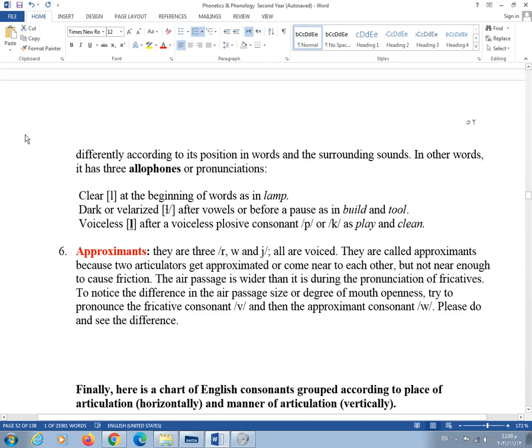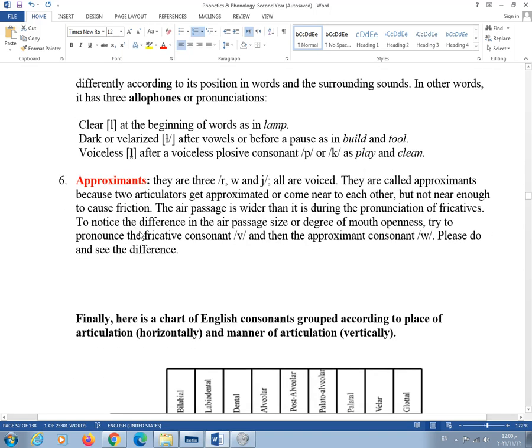Okay, the last group of consonants is the approximants. First of all, you have to know that there are three: number one, R, the second is W, and the third is Y. They are all voiced, and they are called approximants because two articulators get approximated, or come near to each other, but not near enough to cause friction.